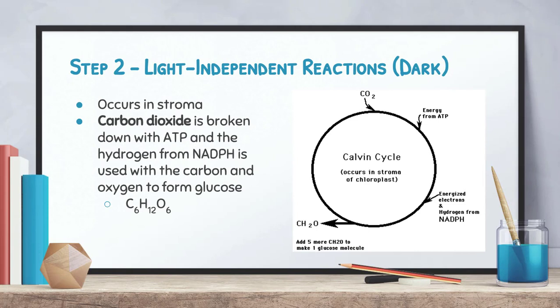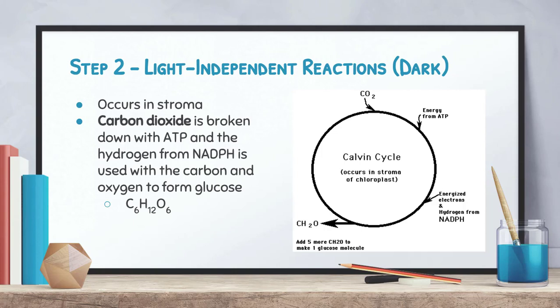So the light-independent reactions and the dark reactions occur actually in the stroma. They occur outside of the thylakoid. Now, carbon dioxide is then broken down with ATP. So we use that ATP to break down the carbon dioxide. And the energized electrons and the hydrogen that's carried over from the NADPH is combined with carbon and oxygen to form glucose. Now, again, this is a very simplistic model here.